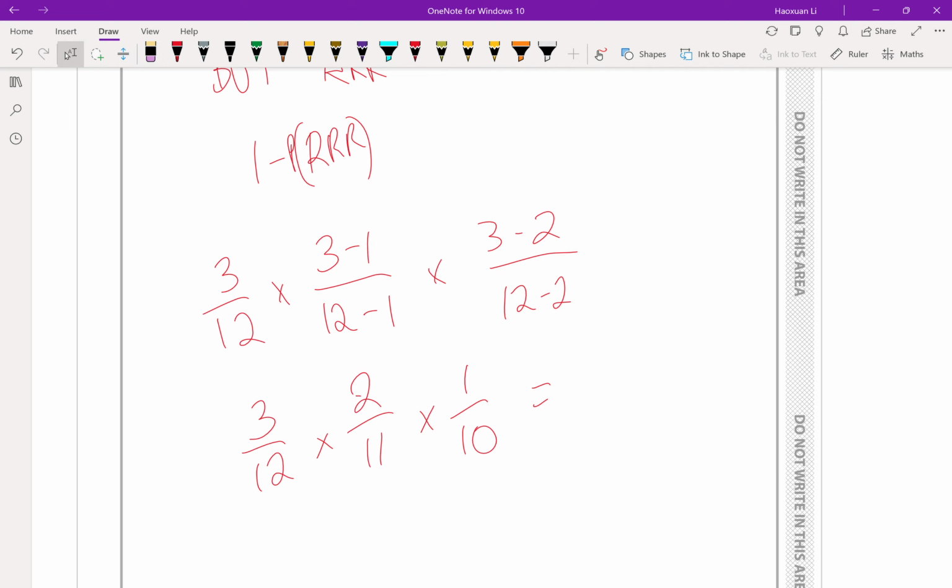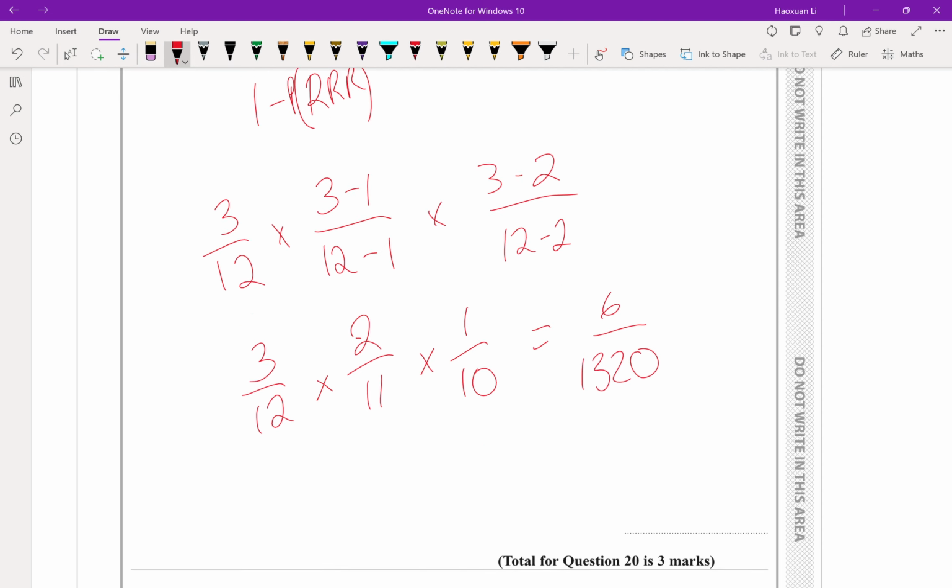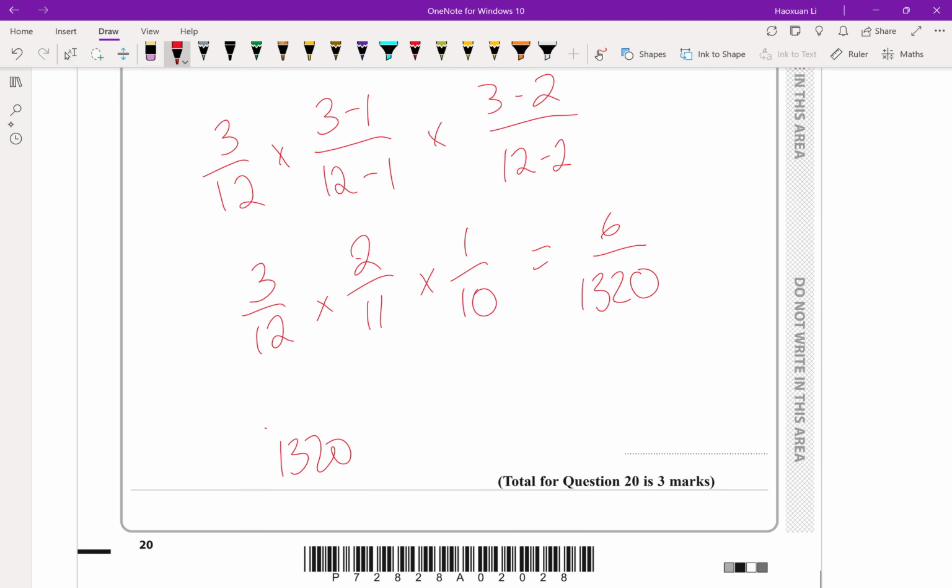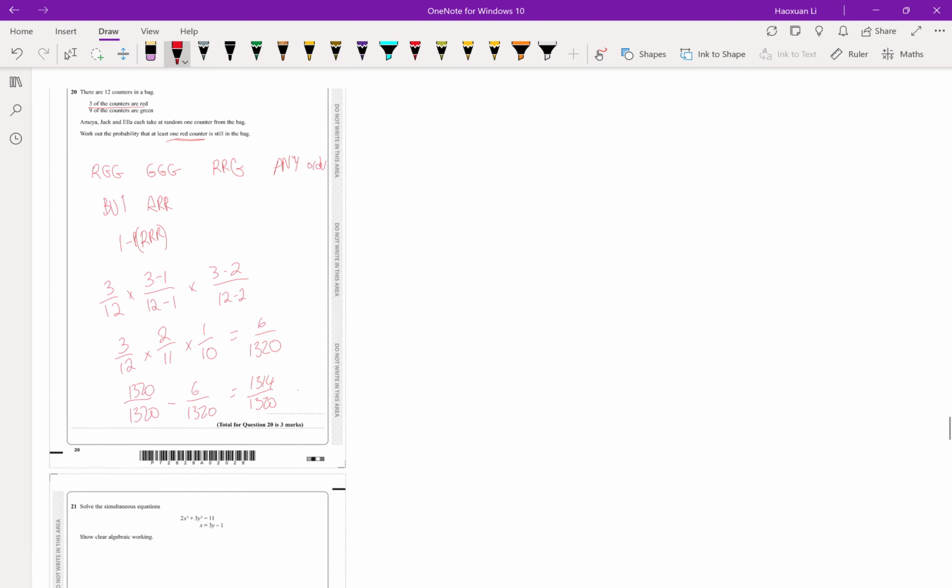And this one, if you use a calculator, this will be 6 over 1320. So 1320 over 1320 minus 6 over 1320 would be 1314 over 1320. And you can just leave answers like that.